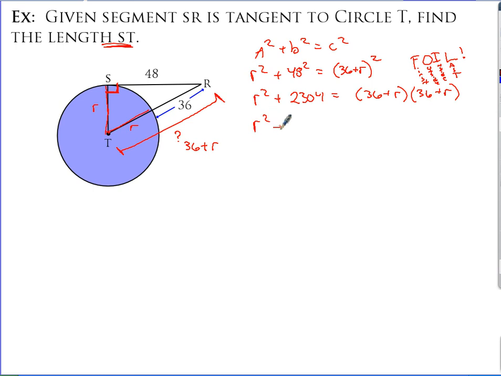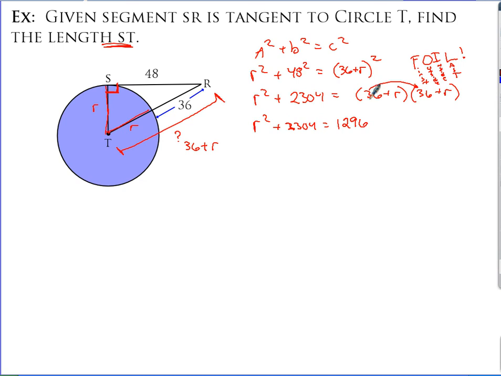So let me write this down again here. 2304 equals. Now, when we multiply, we're going to multiply the first two numbers. So I have 36, and I'm going to multiply by 36. So somebody with a calculator, what do we get? 1,296. Yep. So that was first.